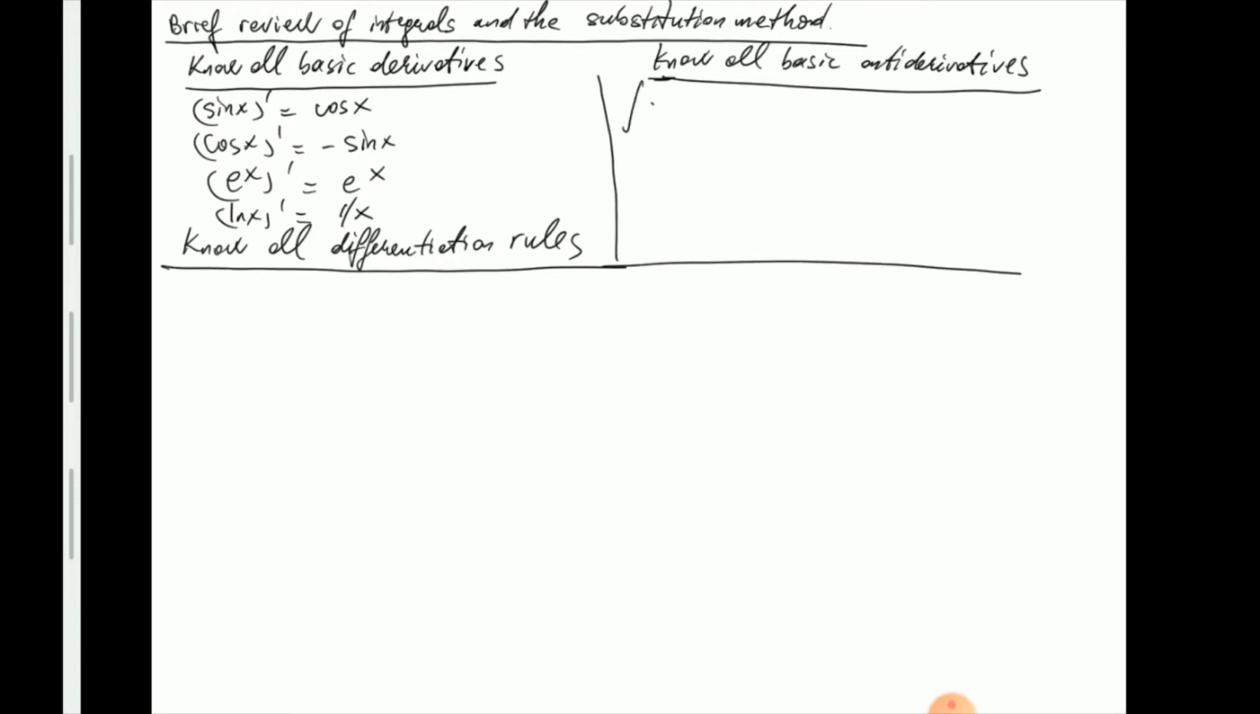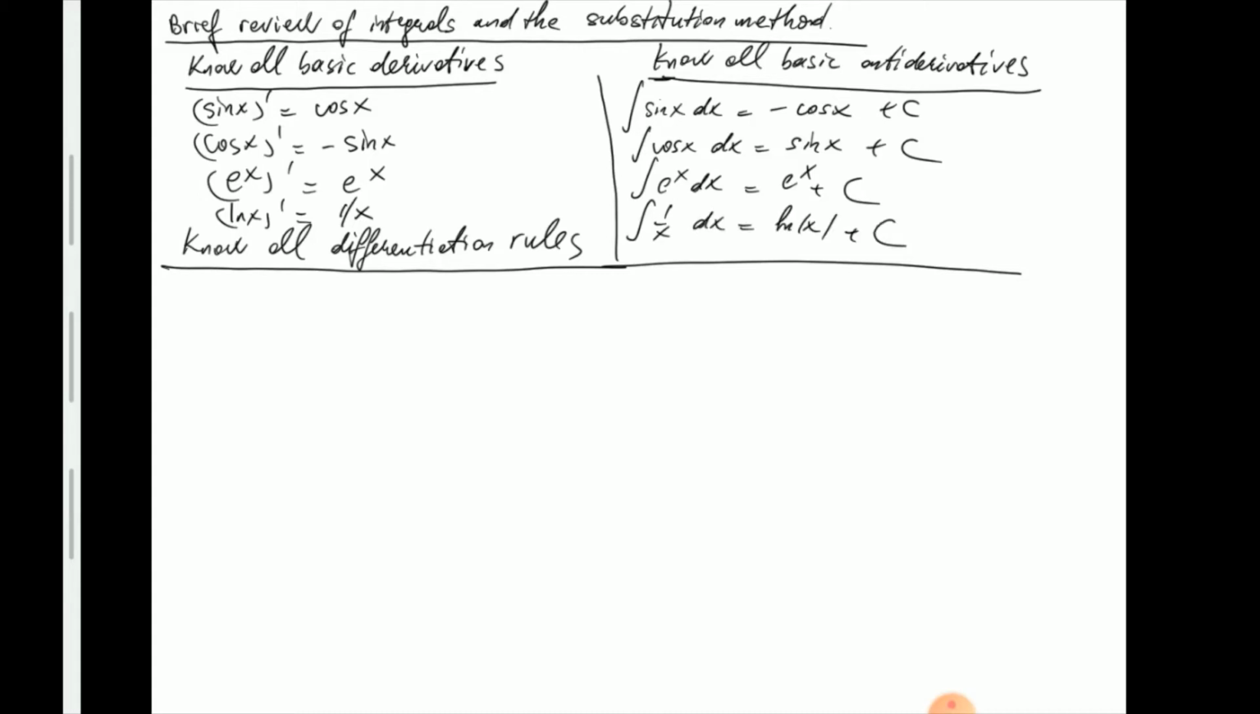So the integral of sine of x dx is minus cosine of x. The integral of cosine of x dx is sine of x plus a constant c, obviously, right? I mean, the antiderivative is not unique. It depends on a constant of integration. Obviously, the same thing for the exponential. These are the basic ones, and the reverse one for the natural log plus a constant c. When we talk about the differentiation rules, there are plenty of them, obviously.